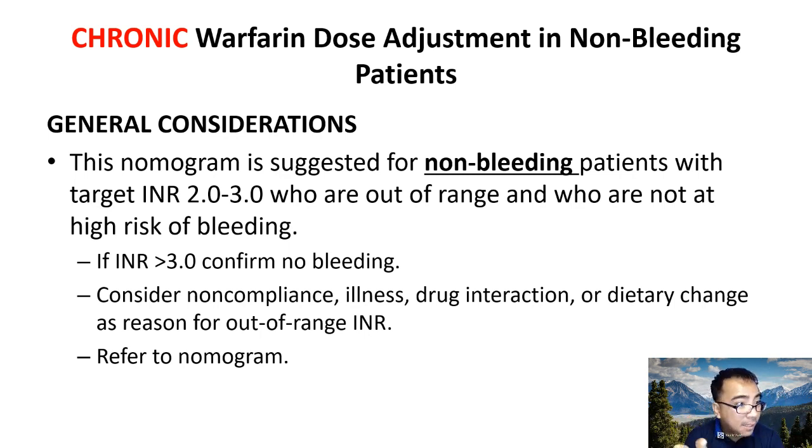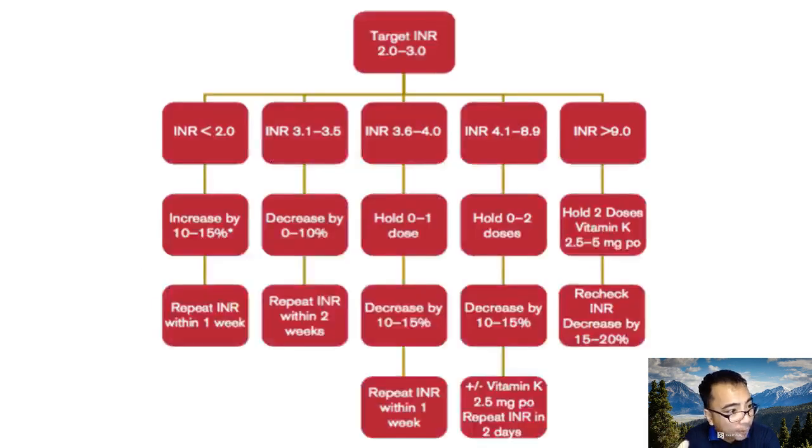So, ito yung gagamitin nating considerations when dose adjusting for patients who are non-bleeding. Okay, meaning walang risk for bleeding. So, this nomogram is suggested for non-bleeding patients with a target INR of 2 to 3 who are out of range and who are not at high risk for bleeding. So, if INR is greater than 3, confirm muna that there's no signs of bleeding. Signs of bleeding would include yung pamamasa, okay, easy bruising, mga ganun. So, consider non-compliance, illness, drug interactions, or dietary change as a reason for out-of-range INR and refer to this nomogram.